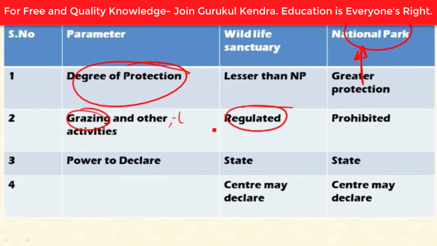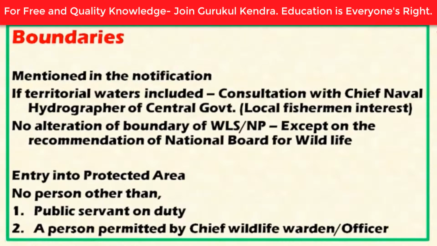The power to declare an area as a national park or wildlife sanctuary rests with both the central and state government, majorly with the state government in both cases. For a particular species of animal or plant, an area can be declared a wildlife sanctuary for conservation of that particular species, but this is not the case with national parks. A national park is for the entire forest ecosystem, not for a particular species. So these are the major differences between the wildlife sanctuary and national parks. And the boundaries are mentioned in the notification of the state government itself.